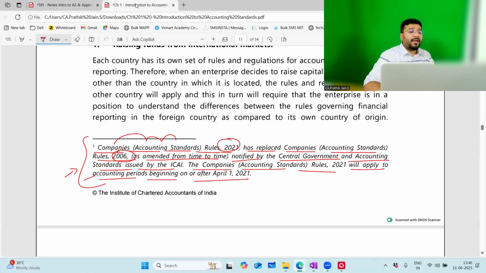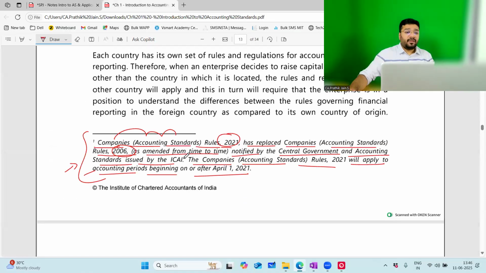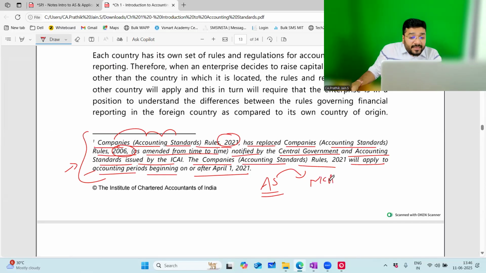Very simple, Kana. What they're trying to say is that accounting standards were introduced long back. For accounting standards to be made applicable on companies, MCA's approval is required. MCA has to notify it. MCA initially notified where? In the Companies Accounting Standards Rules 2006.